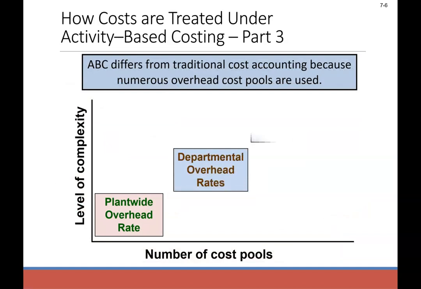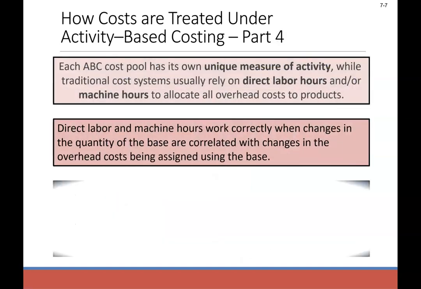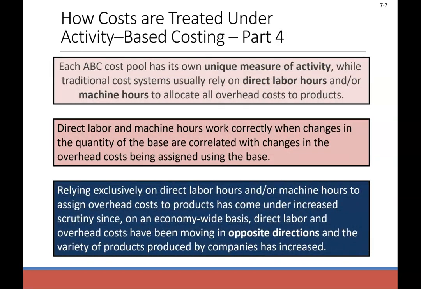ABC differs from traditional cost accounting because numerous overhead cost pools get used. So as you see here, it's more complicated. You may have various cost pools. Each ABC cost pool has its own unique measure of activity.